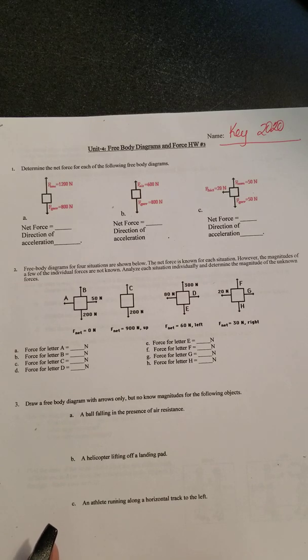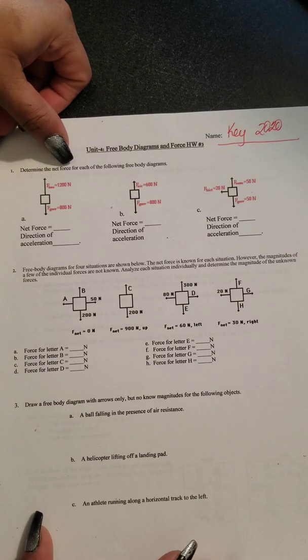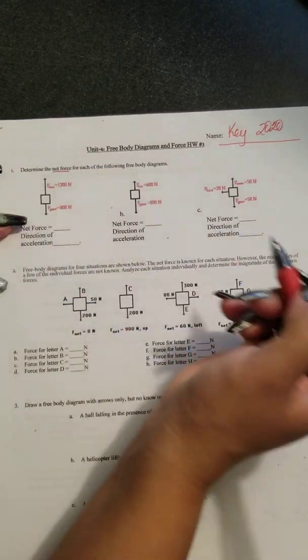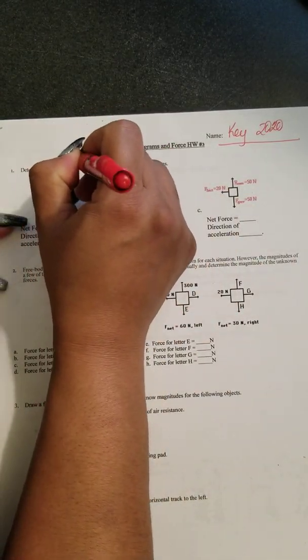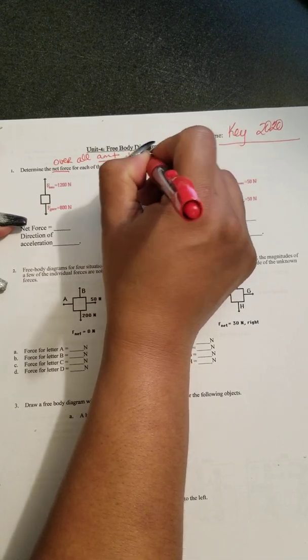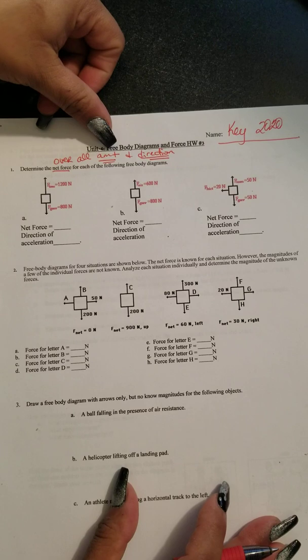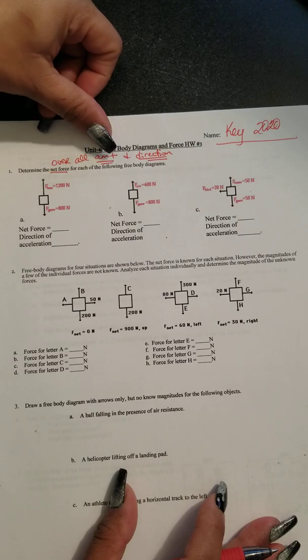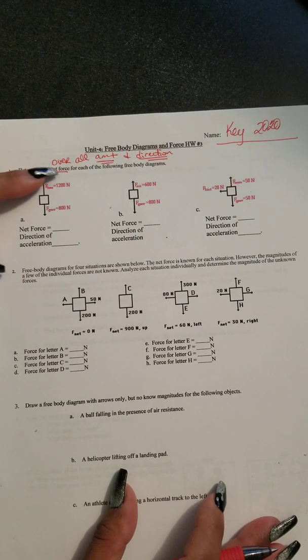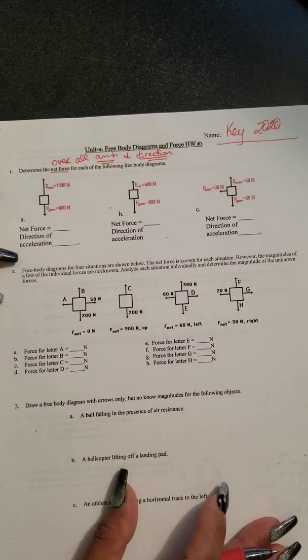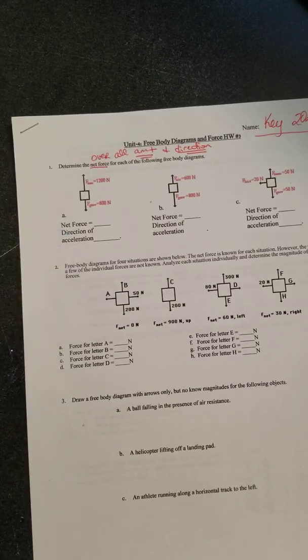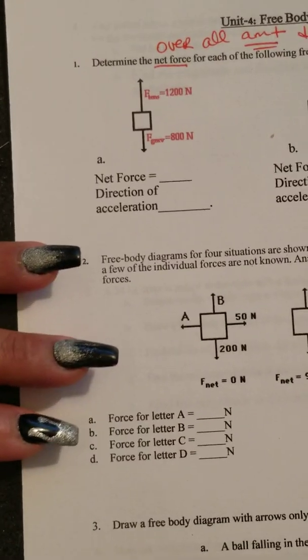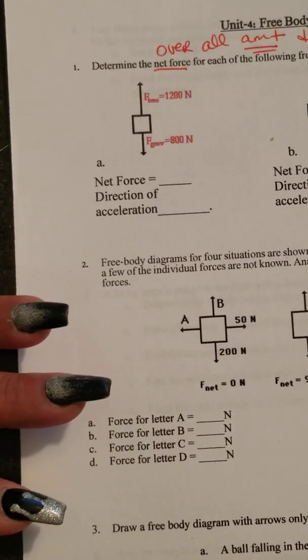Let's start off with the top, and I just want to read the directions. It says here, determine the net force. When we see the word net force, we mean the overall amount and direction. Be prepared to make sure on quizzes and tests that you give the overall amount and direction when you see the word net force for each of the following free body diagrams. Free body diagram, again, your choice, either draw the picture or draw a box, whichever makes it a little bit easier for you.